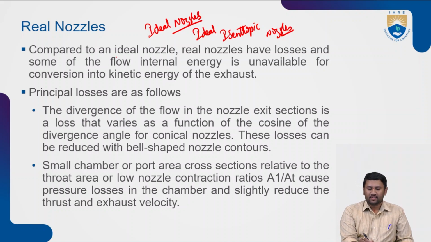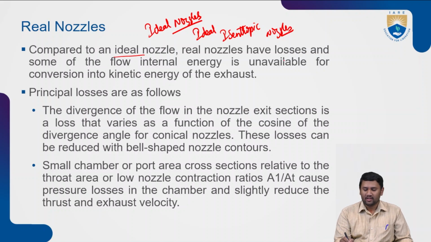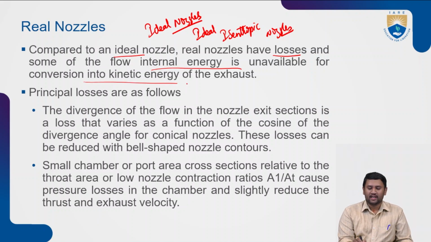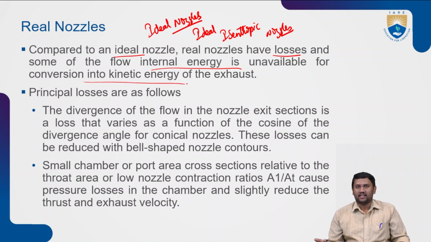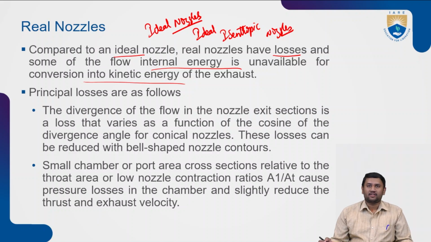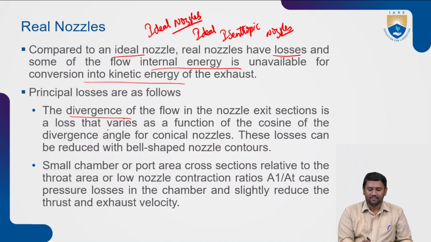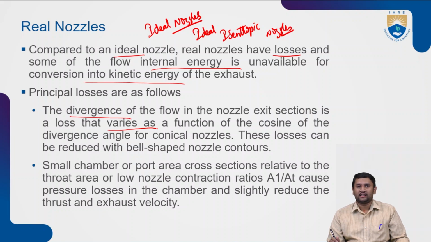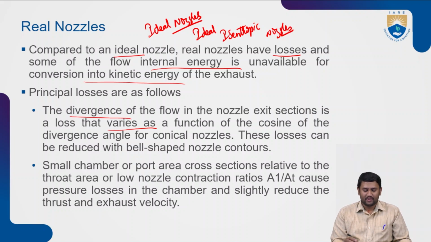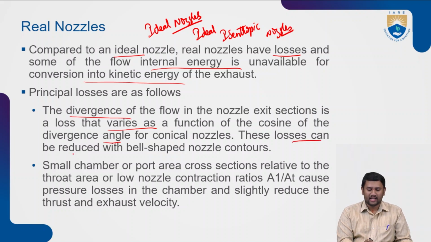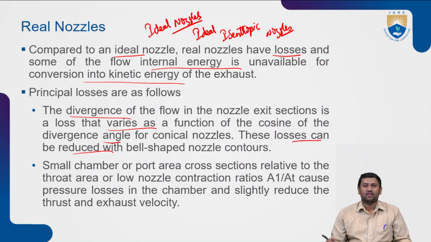Comparing with my ideal nozzle, real nozzles have losses, as well as some flow of internal energy that is unavailable for conversion into kinetic energy, which is our main agenda for the exhaust. The principal loss is the divergence of the flow in the nozzle exit section, a loss that varies as a function of the cosine of the divergence angle for conical nozzles, and it can be reduced with well-shaped nozzle contours.